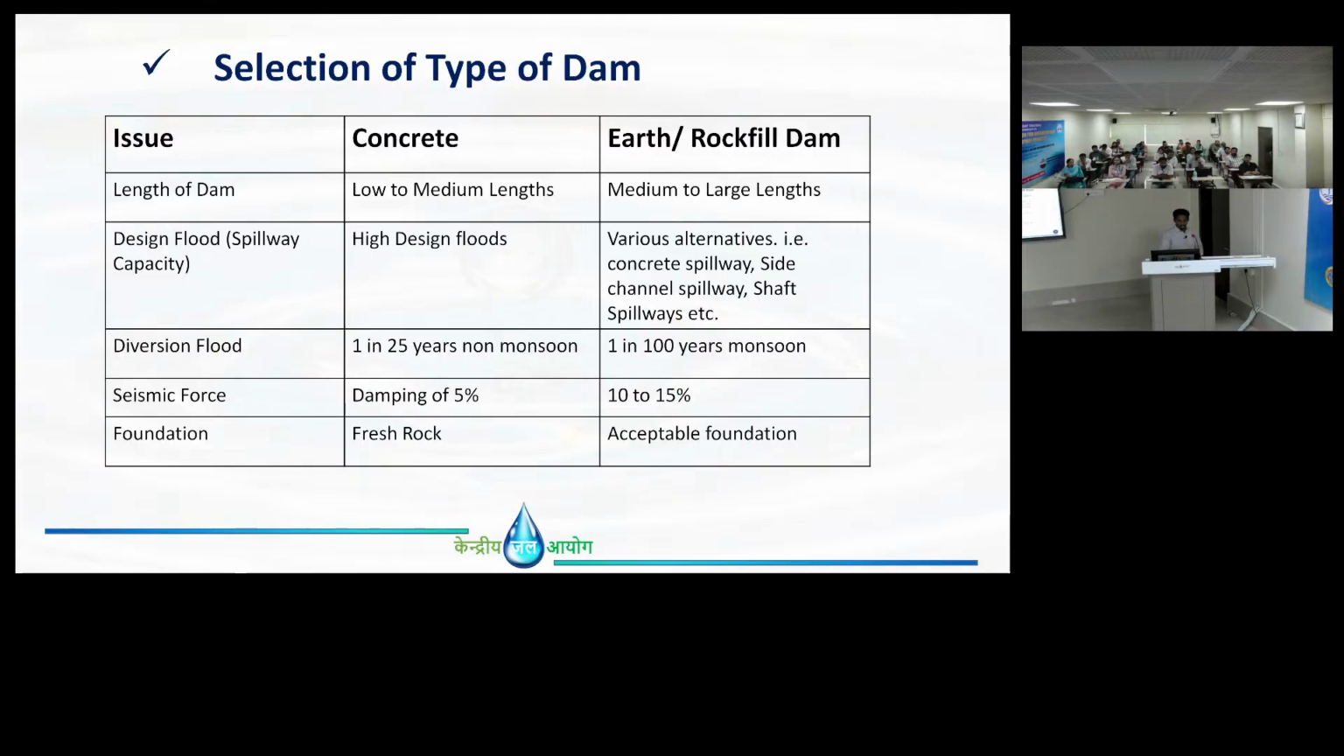So next thing is diversion flood. Which value will be higher: 1 in 25 year non-monsoon or 1 in 100 year monsoon? Yeah. So why do we take the more value for earthen dams? Why? Safety is okay, but why? Why only for earthen dams are we taking the more value?